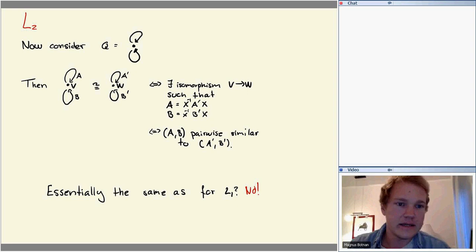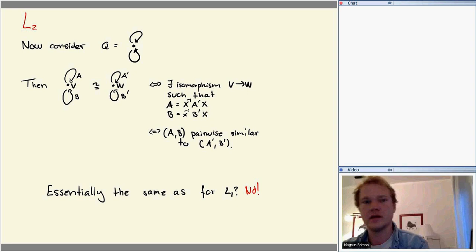Suppose we have isomorphic representations: V with A and B acting on it, and W with A prime and B prime acting on it. There exists an isomorphism X from V to W such that A is equal to X inverse A prime X, and B is equal to X inverse B prime X, meaning that (A, B) is pairwise similar to (A prime, B prime). So all the same as we had before.